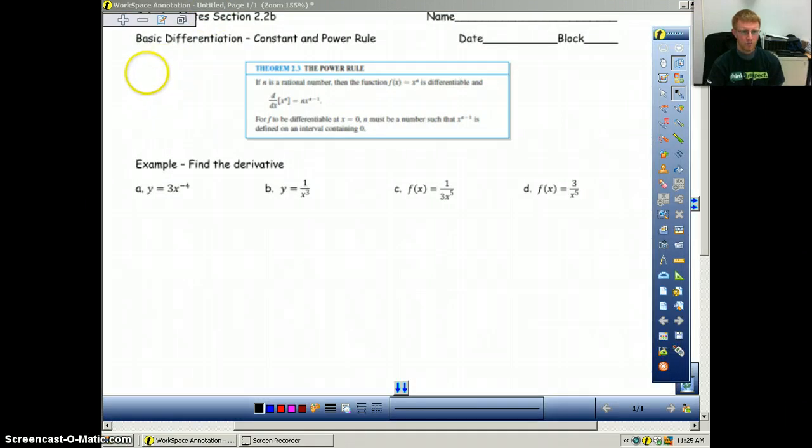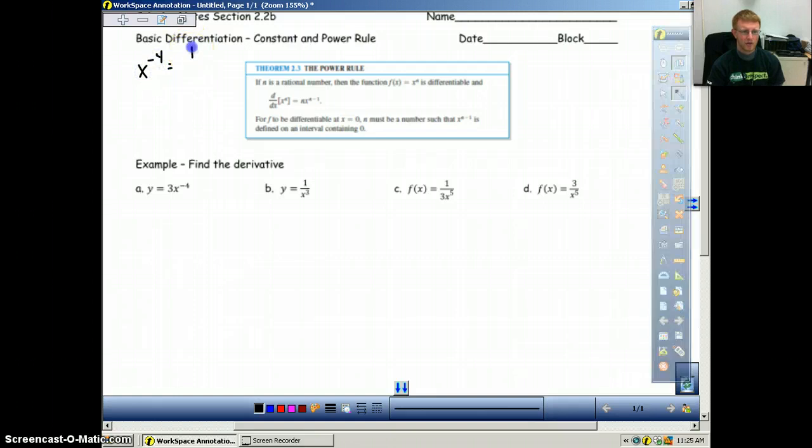So we have to understand, one, that if I give you, say, x to the negative 4, that is 1 over x to the 4th. But understand, vice versa works the same way as well. So if I give you 1 over x to the 3rd, that is the same thing as x to the negative 3rd.